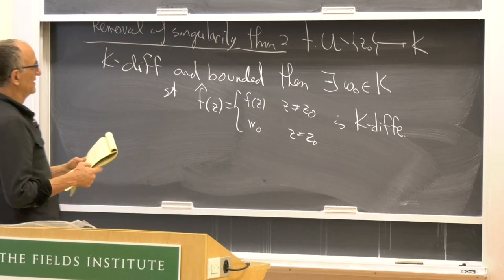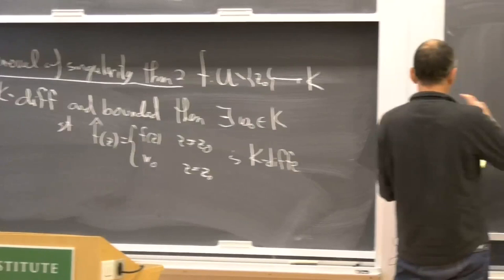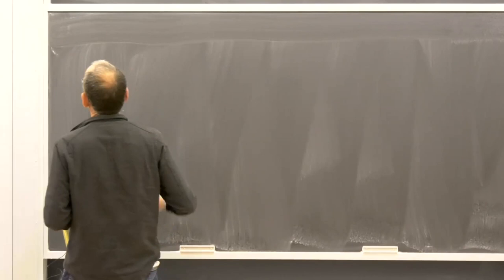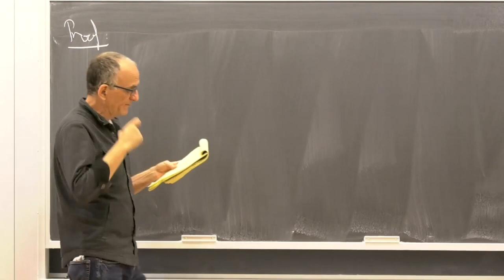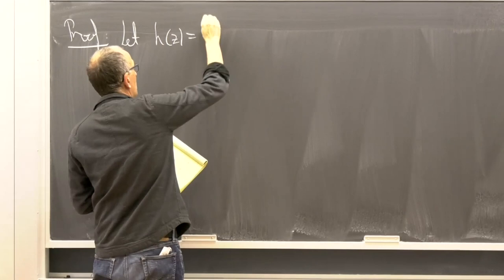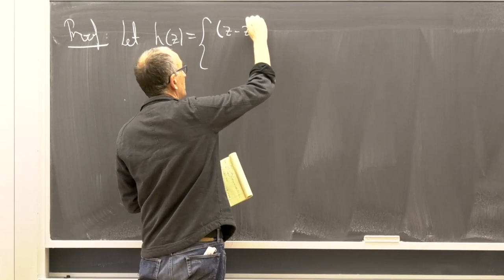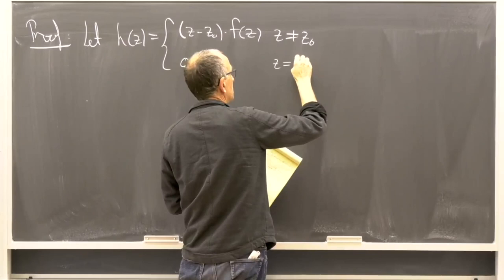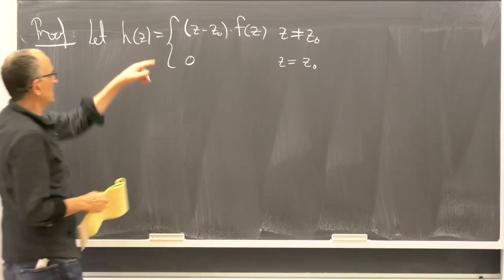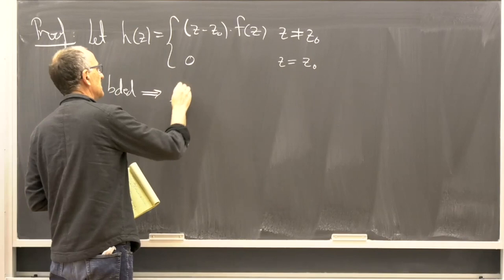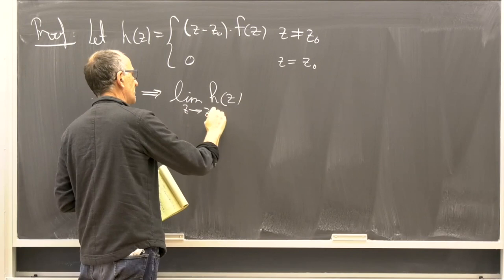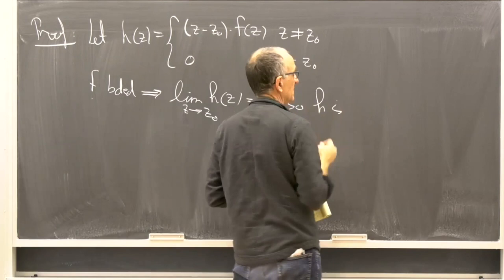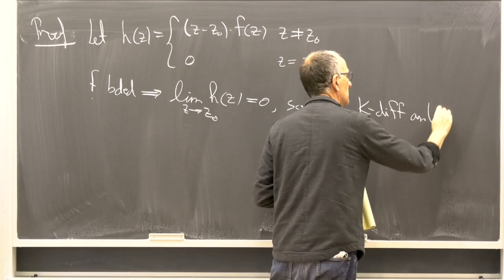And let me go quickly through the proof. Now we have everything, so we can do it. And again, this is all done by these auxiliary functions. I'll just write it. This is very similar to the classical proof. We define H of Z to be Z minus Z0 times F of Z for Z different than Z0, and zero if Z equals Z0. And because F is bounded, it follows that the limit of H of Z as Z approaches Z0 is zero. So H is K-differentiable on U minus the singleton and continuous on U.